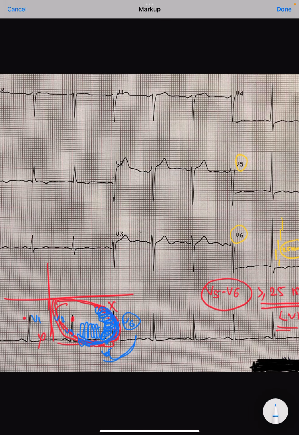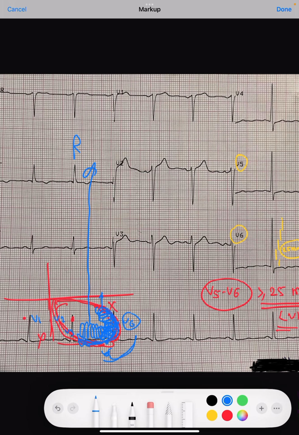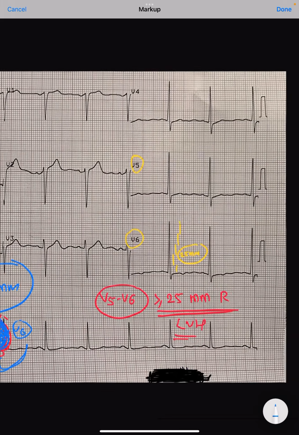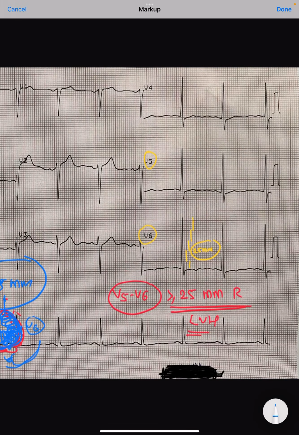The more the left ventricular hypertrophy, the taller will be the R wave. So the less the muscle mass, the smaller the R, and the more the muscle mass, the more the tallness of the R. That is the reason in V5, V6, whenever it is more than 25 millimeter, we call it LVH. So this is very typical of LVH.